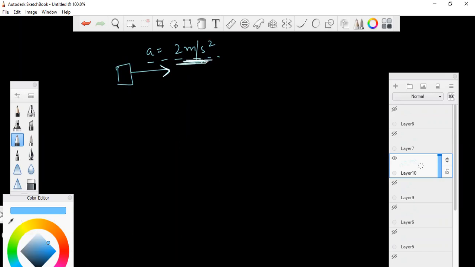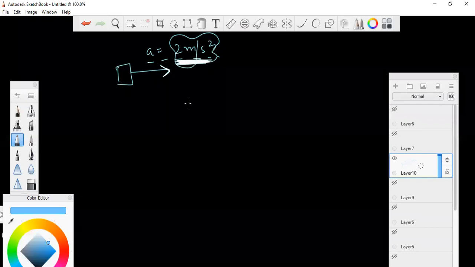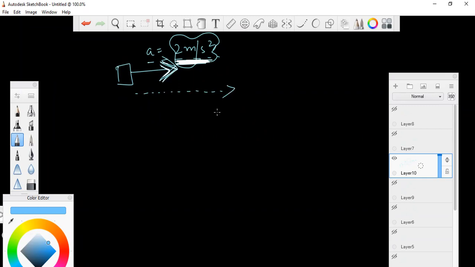Acceleration means the rate of change of velocity. That means every second, the velocity is changing by 2 meter per second. And since the acceleration is acting in this direction and the object was at rest, the object will start moving in the direction of acceleration, and every second its velocity will increase by 2 meter per second. That means for the first second the velocity is 2, for the next second the velocity will be 4, and then for the third second the velocity will be 6. Every second the velocity will increase by 2 meter per second. Is that very clear to you?